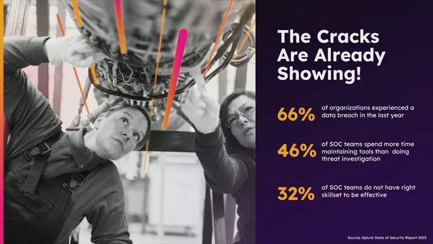So, with all of these challenges, we see the cracks. Every year at Splunk we run this state of security report where we interview over 2,000 organizations about the challenges that they're facing in their SOCs. And one of the things that came out this year is really bad outcomes. So 66% of organizations have experienced a data breach in the last year alone.